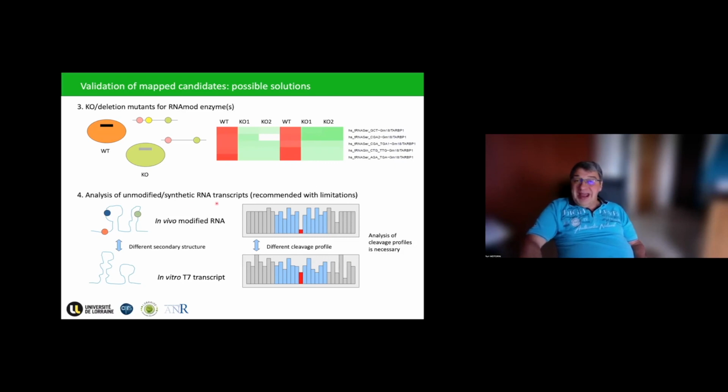We also recommend more or less a usage of synthetic RNA transcripts, T7 transcripts, but with some limitations, because sometimes, like you see here, cleavage may be slightly different between in vivo modified RNA and in vitro T7 transcript, and this makes interpretation of difference quite complicated.